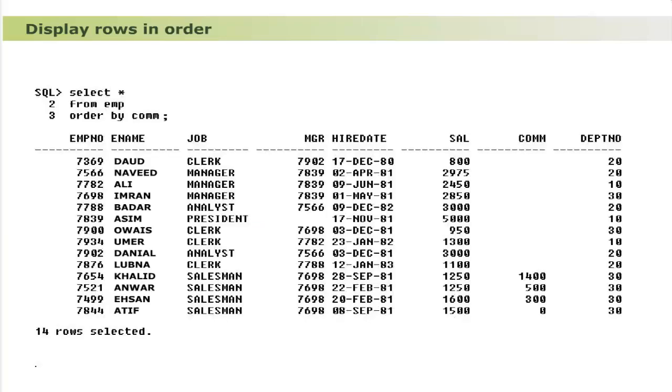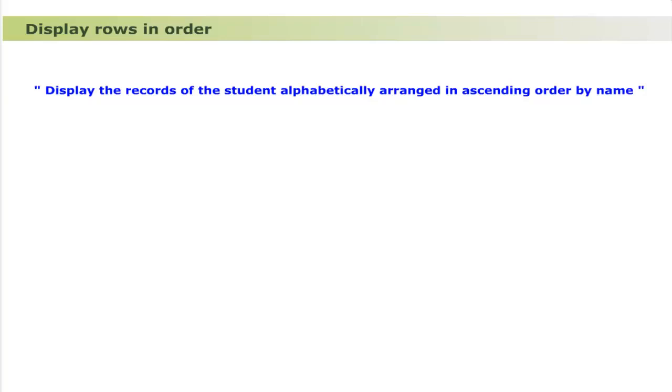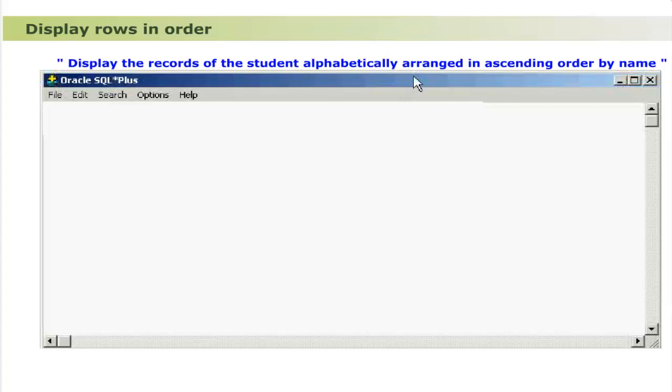When ordering by columns that contain null values, the null entries are always displayed first, regardless of choosing ascending or descending order. Dear learners, consider the table student. Let us discuss some queries that display rows in order. The query is, display records of students alphabetically arranged in ascending order by name. The select command applied is. The output of this command is.